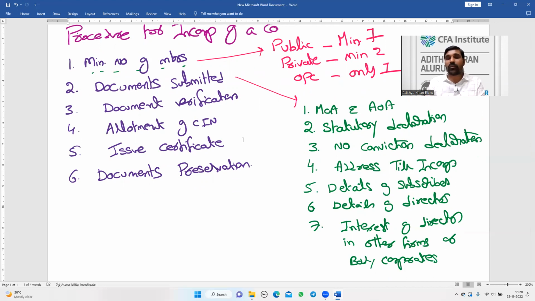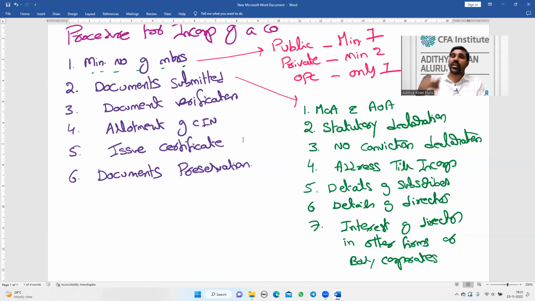We need to file the memorandum of association and articles, statutory declaration, no conviction declaration, temporary address till incorporation of a company, details of subscribers, details of directors, and interest of directors. For the persons we are proposing to appoint, if they are already working as a director in some other company or as a partner in any other partnership firm, we have to give those details. So I am incorporating a company, and I want to appoint Mr. A as a director.